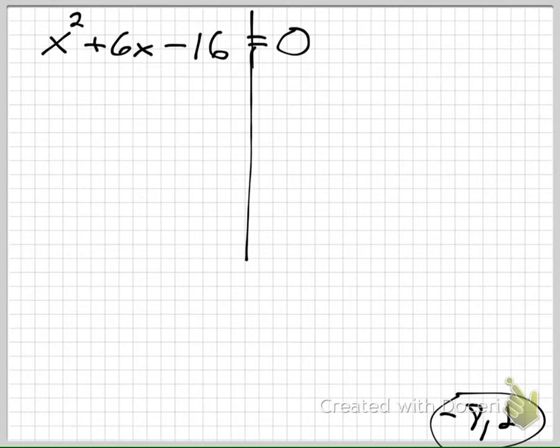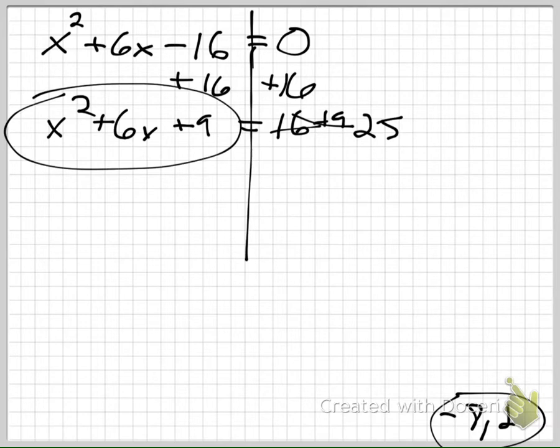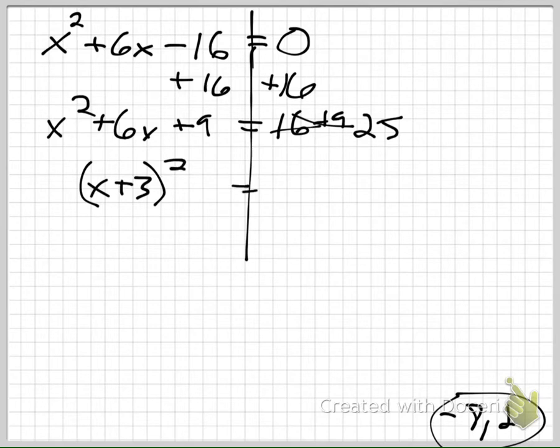Okay, so that means we have to clear that 16 out of there. We're going to add 16 to both sides. That leaves me with x squared plus 6x equals 16, right? What do I do to complete this square? You take half of b and square it. What's half of 6? 3. 3 squared? 9. Add 9 to both sides, which makes this 25. That makes this guaranteed to be a perfect square, which is x plus 3 squared equals 25.